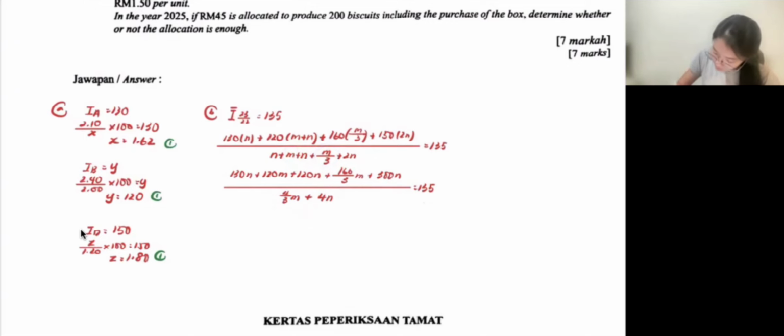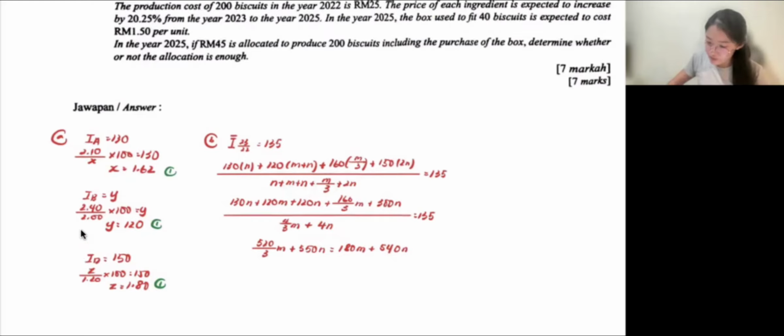On top, simplify first. 120m plus 160 over 3. Okay, so this is 520 over 3 m. 130, 120 plus 300, 550n. 135 times 4 over 3, 180m. 135 times 4, 540n. You need to find the ratio.